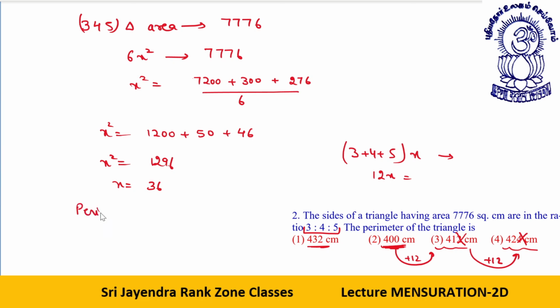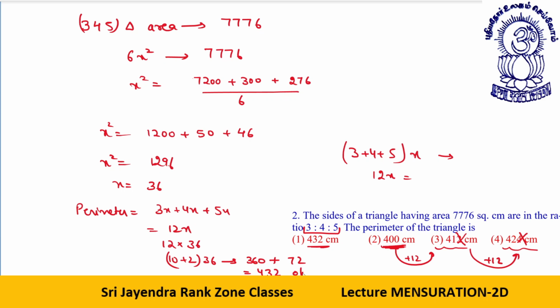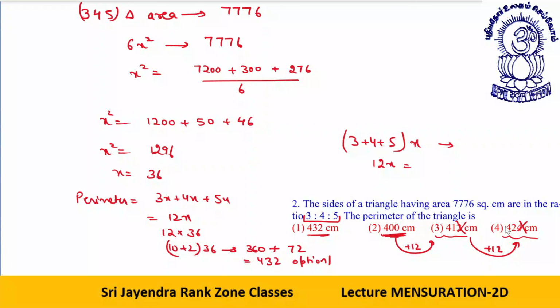What is the perimeter? Perimeter will be 3x plus 4x plus 5x, or 12x. That is 12 into 36, or 10 plus 2 into 36 to make the calculation easy. This is 360 plus 72, or 432. That is option number 1, your answer, my beloved students. I'm sure all this is clear to everyone.